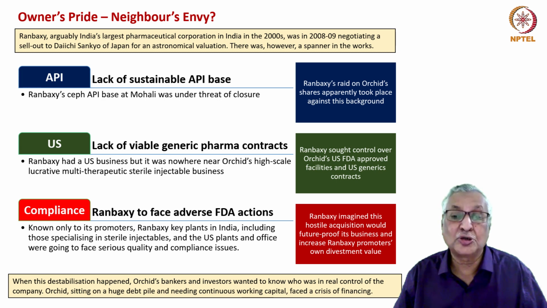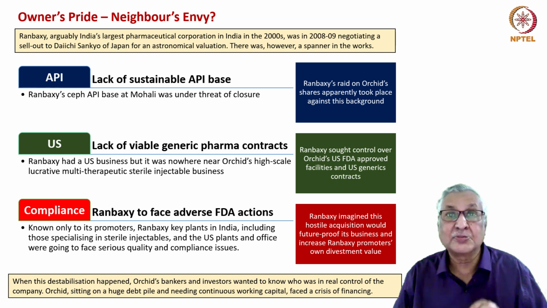Ranbaxy sought control over Orchid's US FDA approved facilities and US generics contracts. Ranbaxy imagined that this hostile acquisition would future proof its business and increase Ranbaxy promoters' own divestment value. When this destabilization happened, Orchid's bankers and investors wanted to know who was in real control of the company. Orchid, sitting on a huge debt pile and needing continuous working capital, faced a crisis of financing.